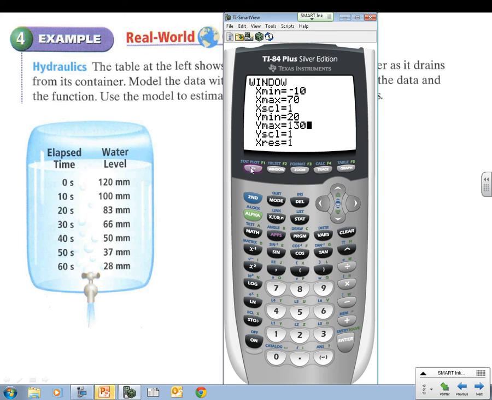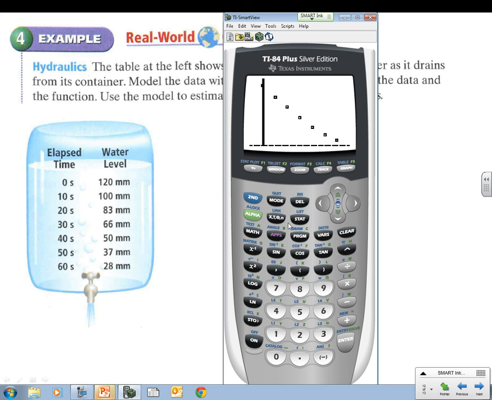Go ahead and turn our plot on. I'm going to clear out our old quadratic. We don't want that one from the last problem. And graph this. There's my points. You can see how they're starting to curve down. Okay, this is not a straight line. A straight line would be coming down like this. This is curving, so the curve is going to be quadratic.